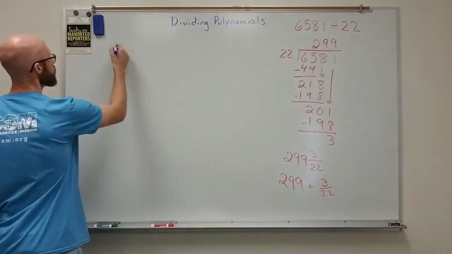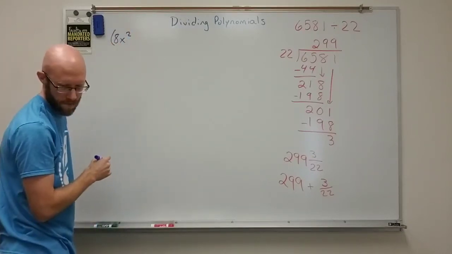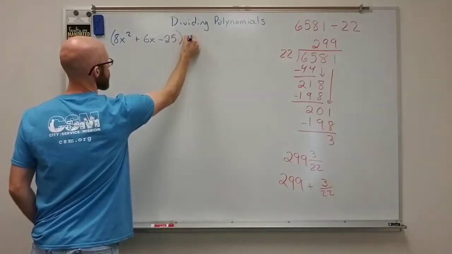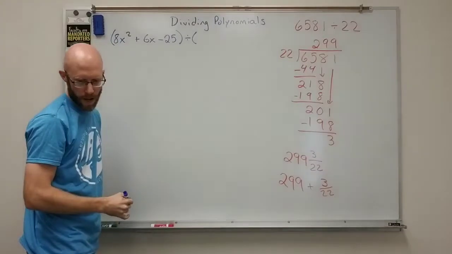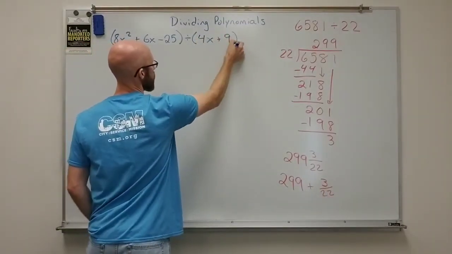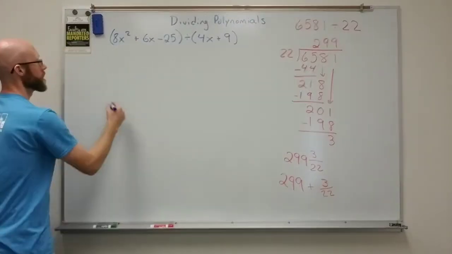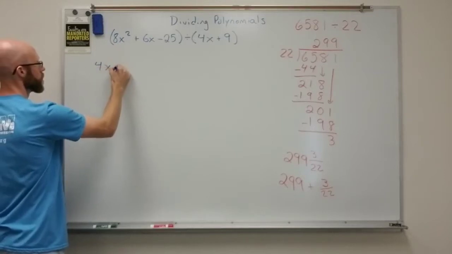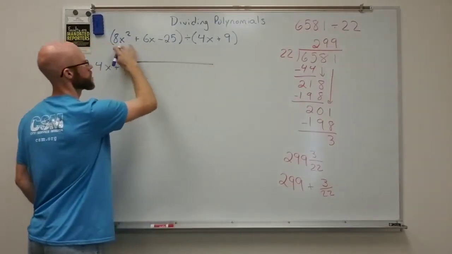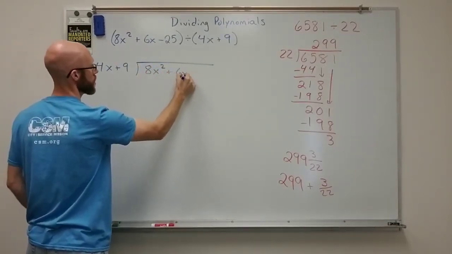Let's do 8x squared plus 6x minus 25 divided by 4x plus 9. So again, the second one listed goes on the outside. That's your divisor. And then the first one listed, or your numerator, goes on the inside, because that is your dividend.